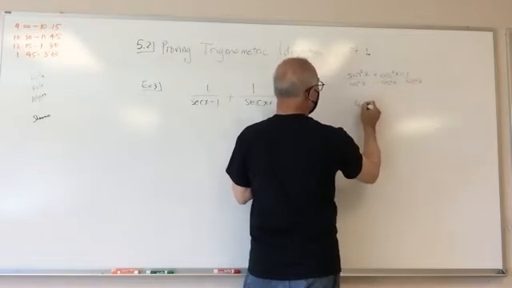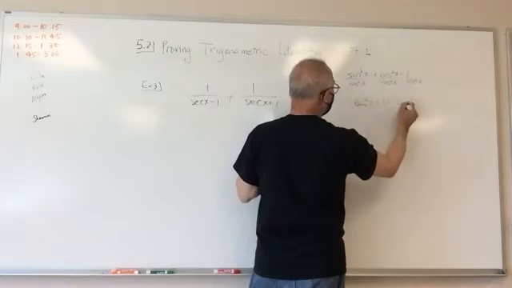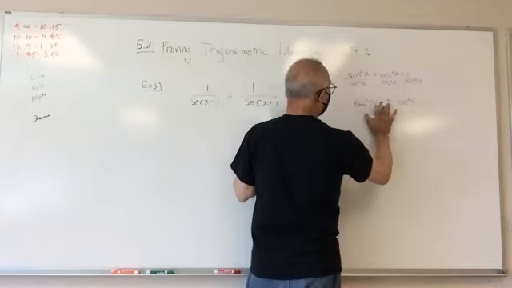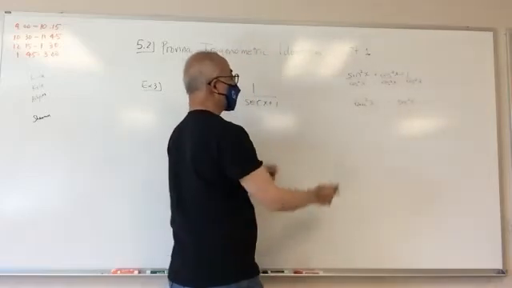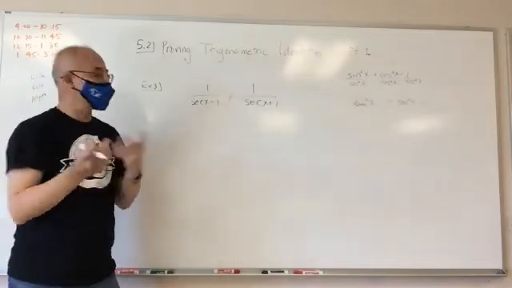This becomes tangent x squared. This guy is 1. Secant x squared. If I move the 1 over, I get that. So somehow, if I get this, I can use this, right? So let's see what happens.